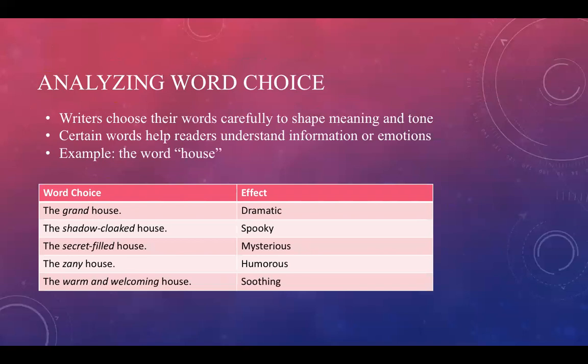words is the very, very foundation of rhetoric. It's how the writers choose the words they're going to use to shape the meaning and tone of the text. So, certain words help readers understand information or emotions. For example, the word house. Okay, so just plain old word house.